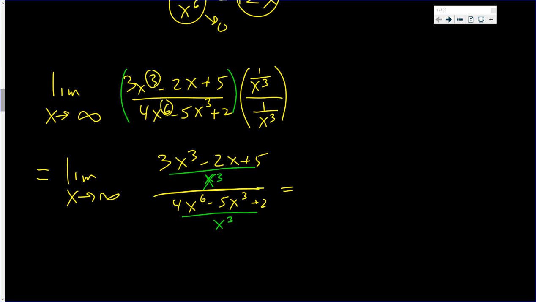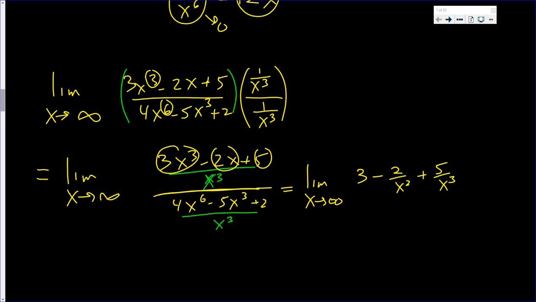This is equal to the limit as x goes to infinity. When I divide that by x cubed, I get 3 minus 2 over x squared plus 5 over x cubed. And then do the same thing to the denominator. Divide this by x cubed, I get 4x cubed minus 5 plus 2 over x cubed.